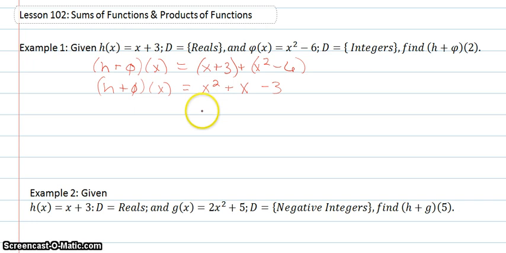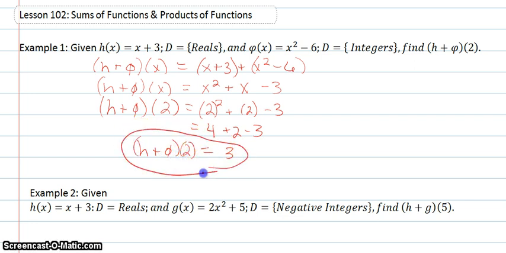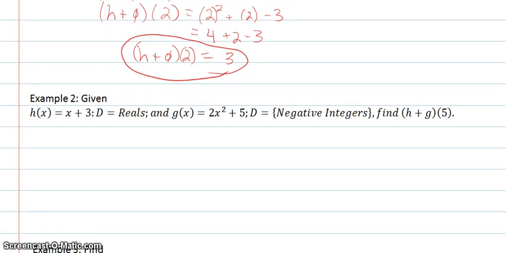Okay, and then I can go ahead and put in my 2, so I have h plus phi of 2 equals, I'll have 2 squared plus 2 minus 3, so that's 4 plus 2 minus 3, so it'd be 6 minus 3 is 3. So h plus phi of 2 equals 3. Okay, so we just had to add the functions together and then fill in the 2.